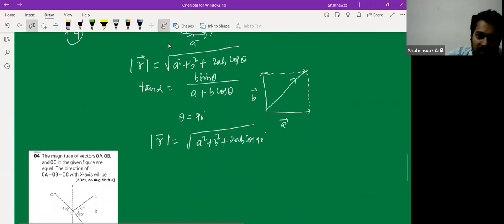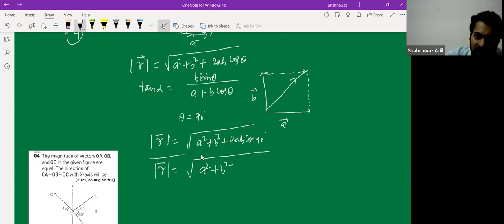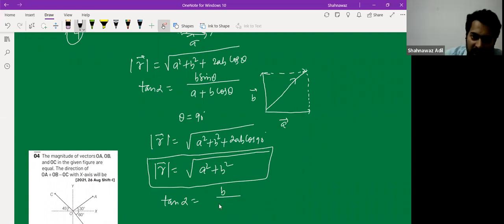your resultant will be what? Cos 90 is what? Zero. So this is your resultant. Okay. If your vectors are perpendicular, and what will be the direction? So B sine 90 is what? B. Okay, so this is B and B cos theta, B by A. Okay. So just remember this property, that if you have two perpendicular vectors, the angle is just the y part and the x part. So the angle is B by A.